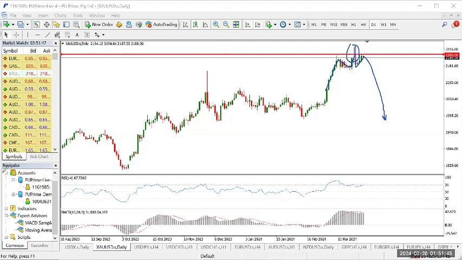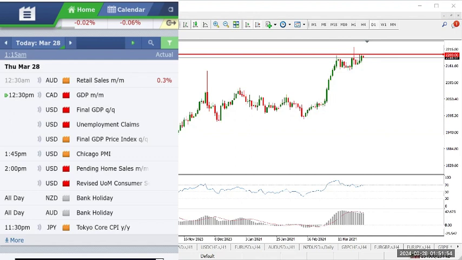Now, how will this happen? If we go to the fundamentals, we can see that we have a lot of USD events today. Today is Thursday, March 28, 2024, and by 1:30 p.m. Nigerian time, we have a lot of events coming up from the United States today. The first being the final GDP, then we have the others.